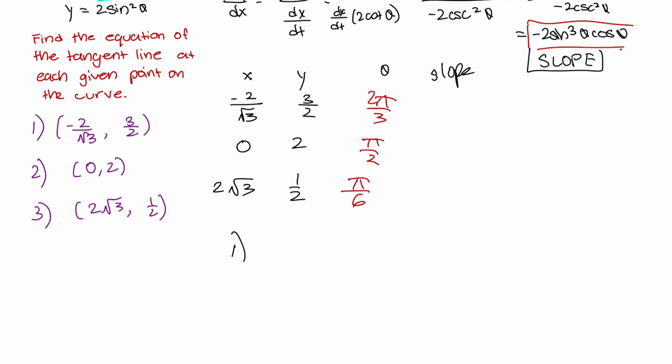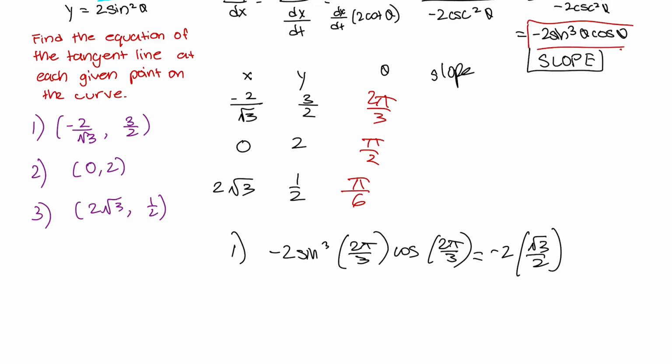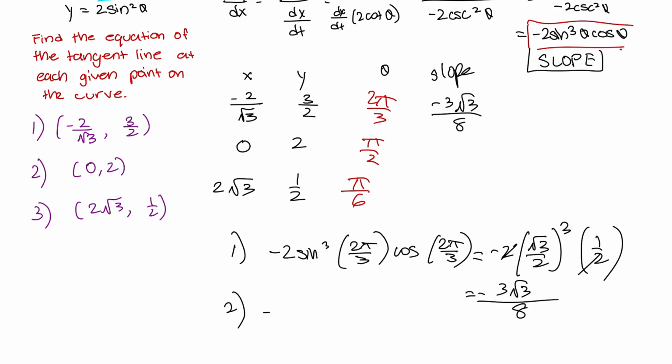So if you say first, -2 sine cubed of 2 pi over 3 times cosine of 2 pi over 3. Now sine 2 pi over 3 is root 3 over 2. So that's going to be root 3 over 2 cubed, and cosine 2 pi over 3 is 1/2. This gets canceled. You're going to have negative 3 root 3 over 8. So that's your slope. For number 2, you have -2 sine cubed of pi over 2 times cosine pi over 2.